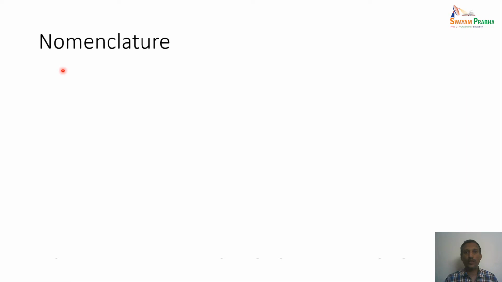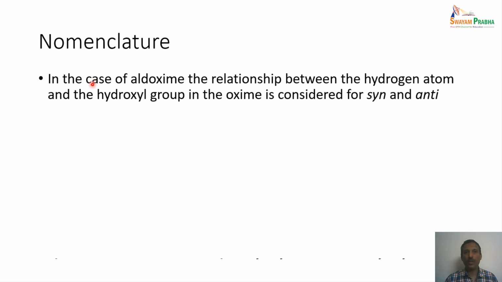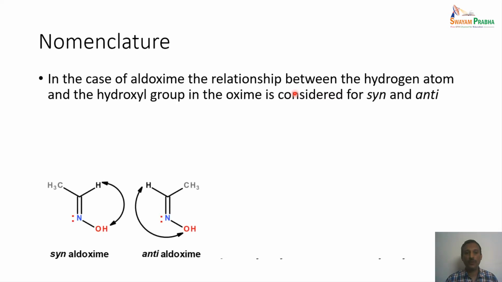Before we move forward, let us look at how we give the nomenclature for these oximes. In the case of aldoximes, the relationship between the hydrogen atom and the hydroxyl group in the oxime is considered for syn and anti. Basically, the oximes can be syn oximes or anti-oximes. In aldoximes, whether the hydrogen and the hydroxyl are on the same side with respect to the carbon-nitrogen double bond, or on the opposite side, is considered for naming it.